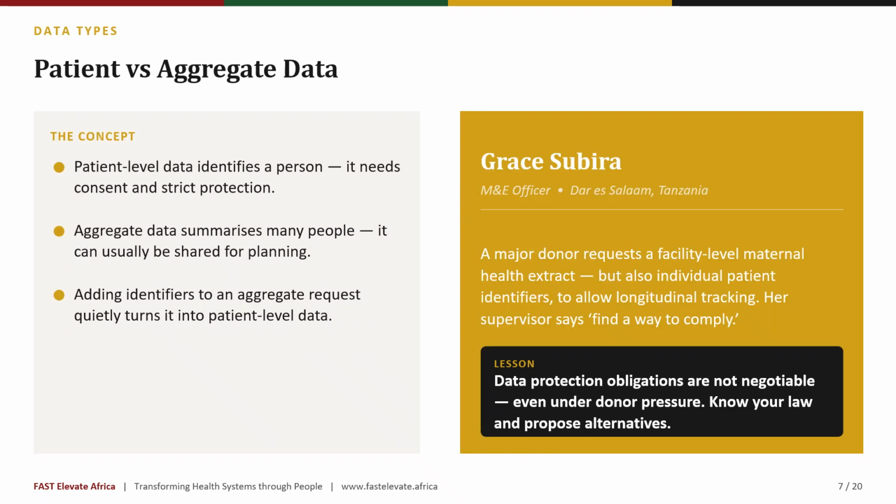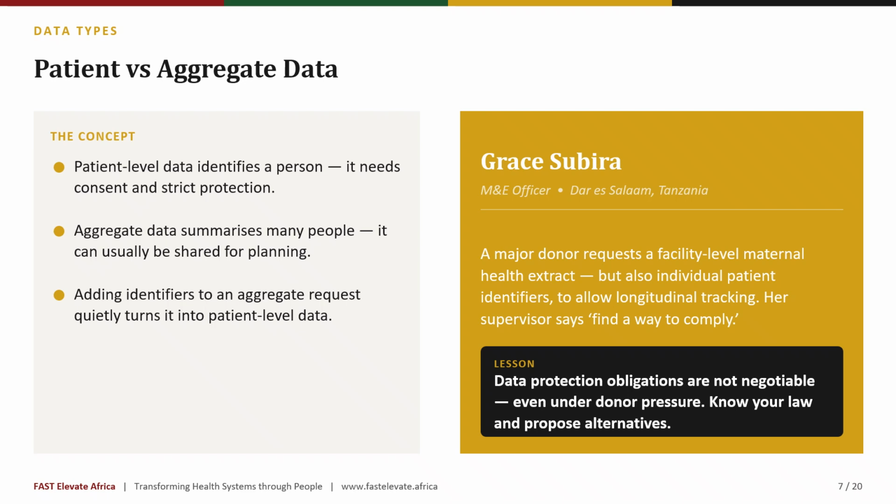Patient level versus aggregate data. Not all data is treated the same. Patient level data identifies individuals. It requires strict protection, consent, and legal safeguards. Aggregate data combines many records or many patient level data and supports planning and reporting. Be careful. The moment identifiers are added to an aggregate request, it becomes patient level information.